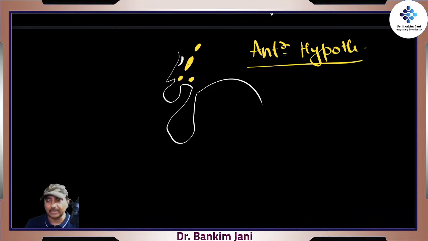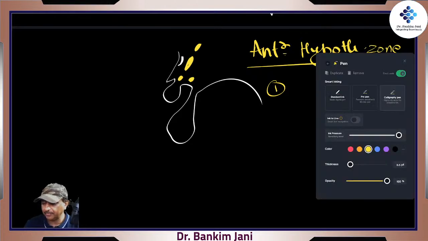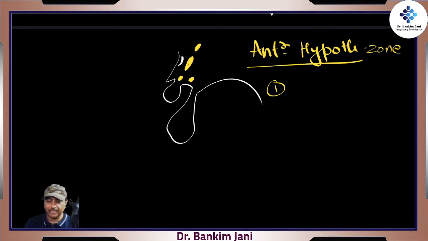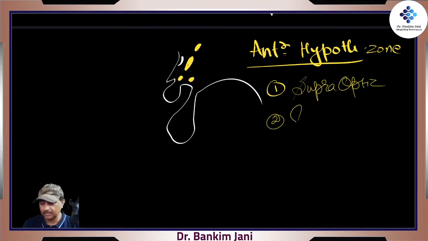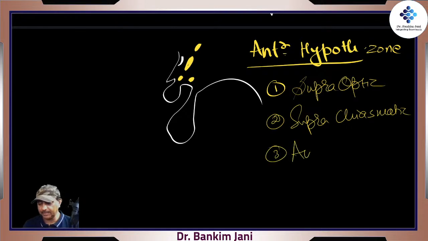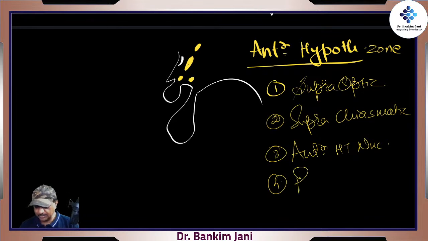So, anterior hypothalamus. In this anterior hypothalamus zone, we have four nuclei, right? So we said that this is supraoptic, suprachiasmatic, third anterior hypothalamic nucleus, and the fourth one this time is paraventricular nuclei.